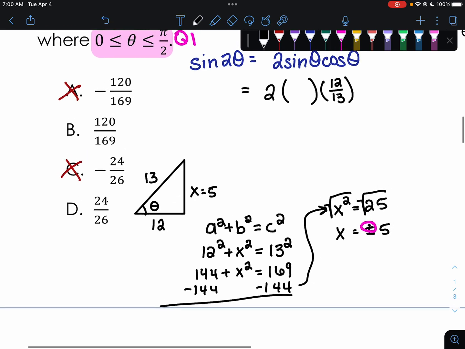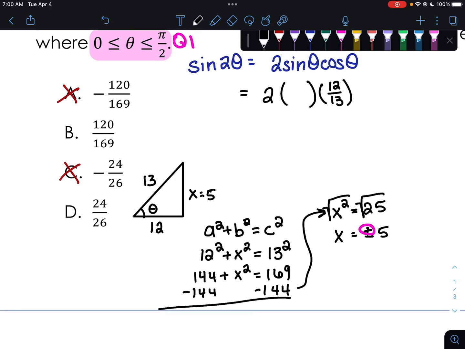Sine is opposite over the hypotenuse. So that would be 5 over 13. And then all I have to do is multiply these three numbers together. So when I'm multiplying, I'm going to treat 2 as a fraction, 2 over 1. I multiply the tops together. 2 times 5 times 12. Well, 2 times 5 is 10. 10 times 12 is 120. 1 times 13 is 13. 13 times 13 is 169. So my answer should be answer choice B.